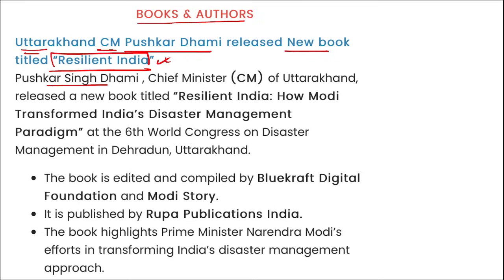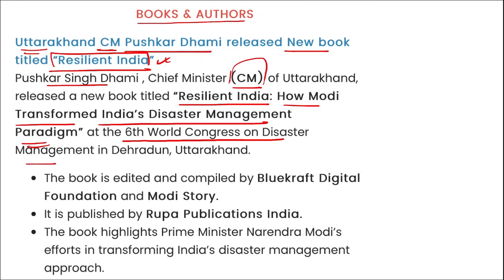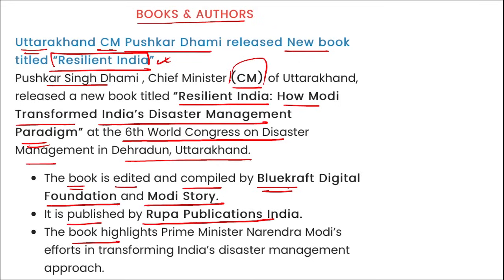Correct? So Pushkar Singh Dhami, Chief Minister of Uttarakhand, released the book Resilient India: How Modi Transformed India's Disaster Management Paradigm. This was launched at the 6th World Congress on Disaster Management in Dehradun, Uttarakhand. The book is edited and compiled by Blue Craft Digital Foundation and Modi Story. The book is published by Ruba Publications India, and the book highlights Prime Minister Narendra Modi's effort in transforming India's disaster management approach.